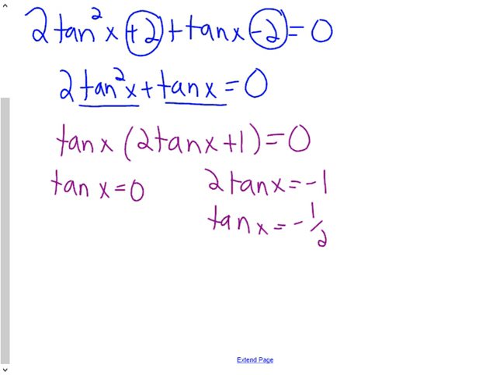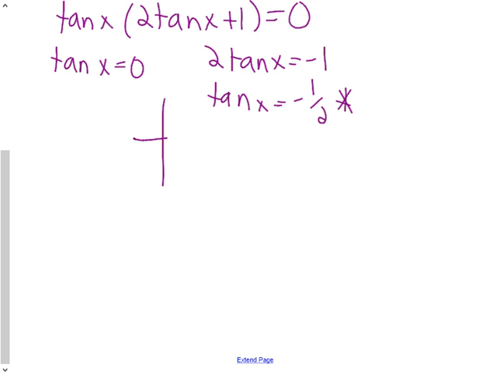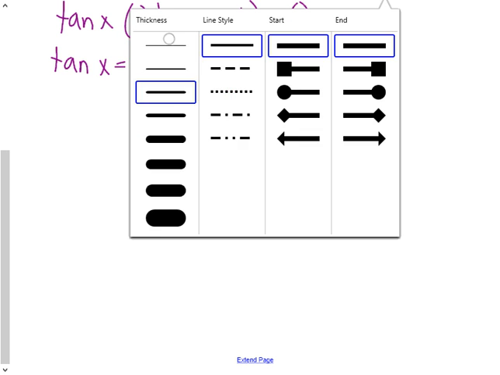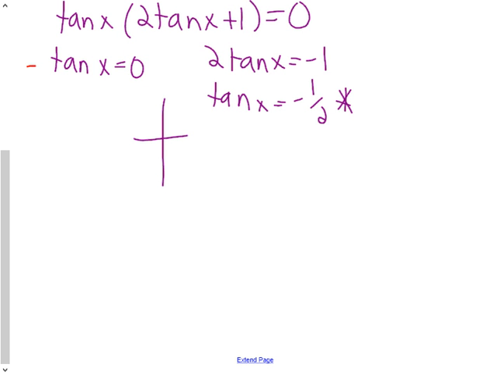Now, this is not a unit circle value here. We're going to need our calculator to figure that one out. But tangent of x equals 0 is a unit circle value. So tangent of x equals 0 at 0 and pi and 2 pi and so on. But we only want answers 0 to 2 pi, including 0. So far we got 0 and pi for our answer.